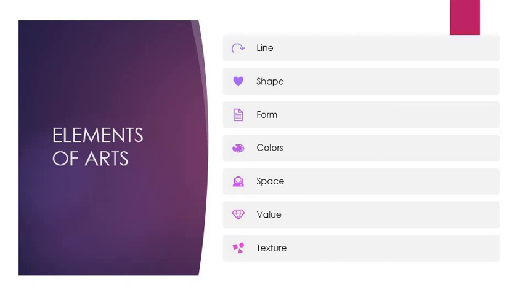And these are the elements of arts. Again, what are the elements of arts? These are line, shape, form, colors, space, value, and texture.